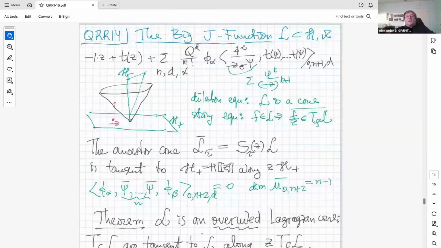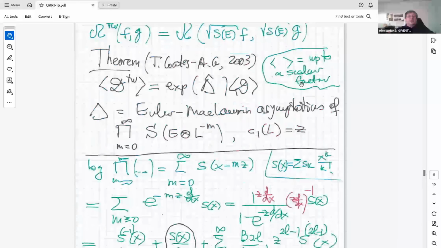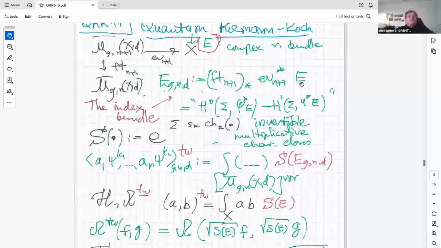And this expression means that this is such a geometric series, which shouldn't surprise you, so that together with this phi alpha, each such term and this expression is exactly one partial derivative of the genus zero potential.